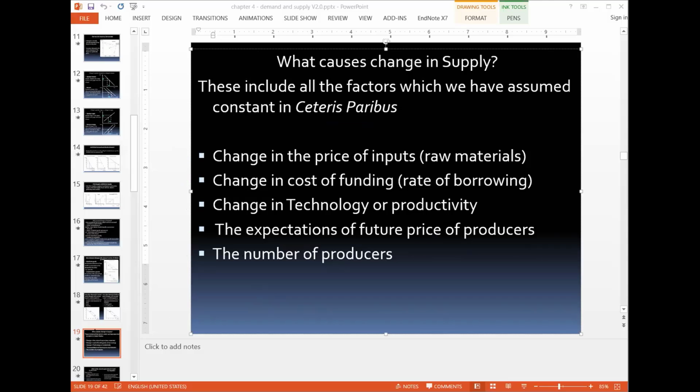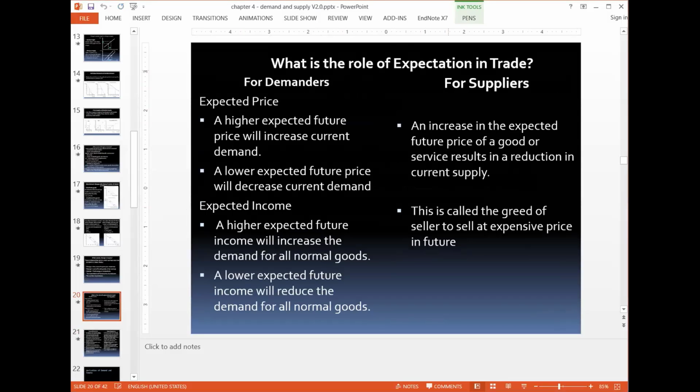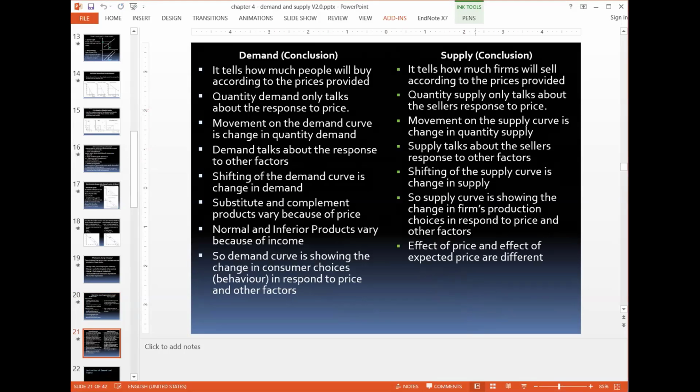So next is, what is the role of expectations in trade? We already discussed this, so I will summarize. A higher expected price in the future will increase the current demand. A lower expected price in the future will decrease the current demand. Similarly, an increase in expected price in the future will reduce the current supply. Okay, and higher expected income will increase the current demand of normal goods. Lower expected income in the future will reduce the current demand of normal goods. So this was the basic background. Then we'll go towards details. Now we are just summarizing what we discussed.